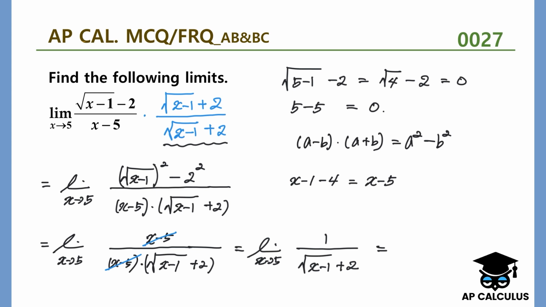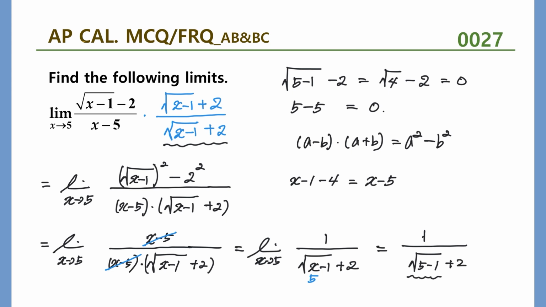So substitute 5 for x. That's going to be equal to 1 over square root of 5 minus 1, plus 2. This is root 4, which is equal to 2. So 1 over 2 plus 2, that's 1 over 4. That's our answer.